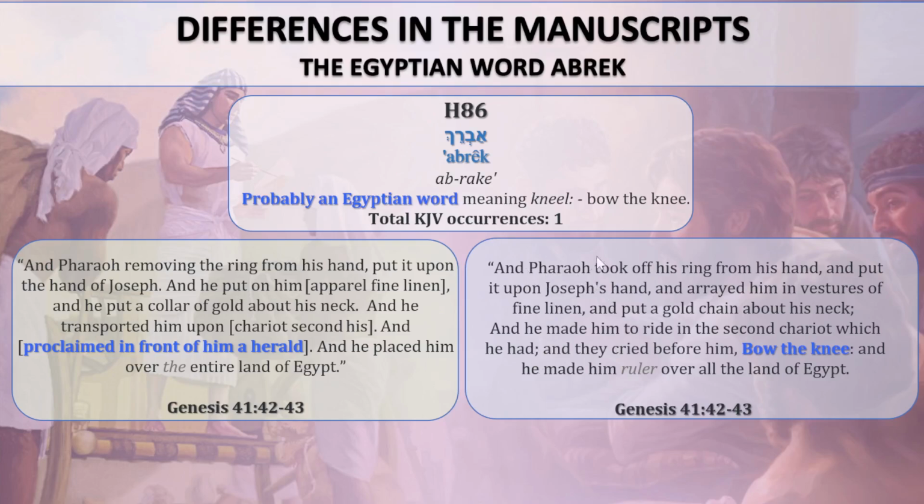Pharaoh would give his viziers a signet ring that he could stamp things with, and a gold chain to signify his power. And so here we have the word abrek, and again, the King James translators were honest. We don't know what it means. It's probably ancient Egyptian, right?